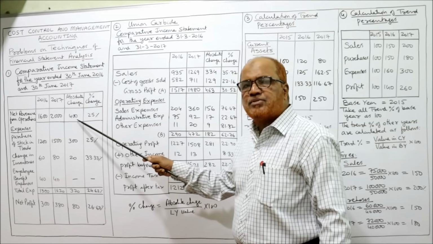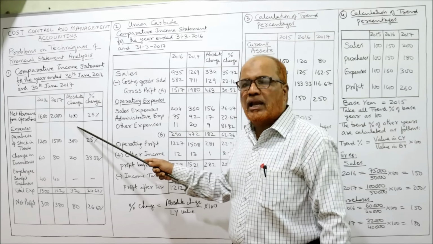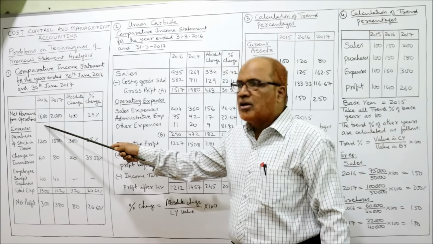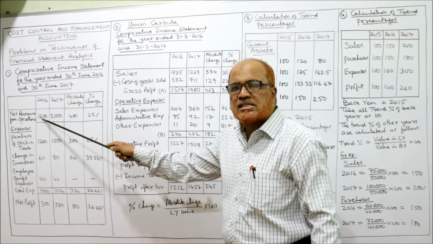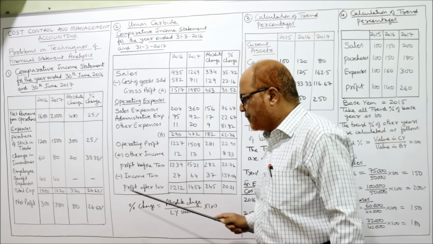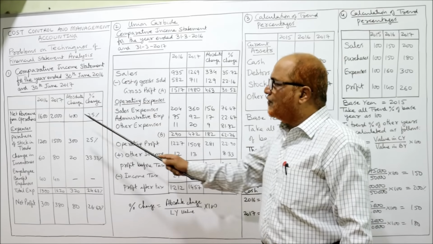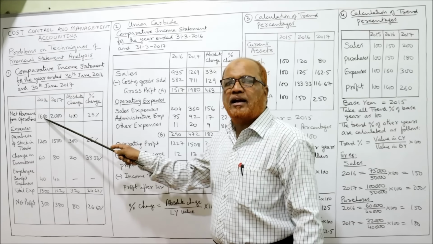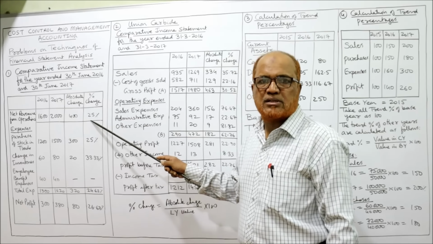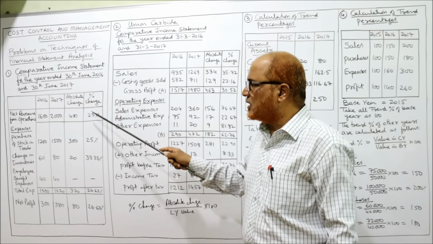Absolute change. What is absolute change? 400. What is the last year's value? 1600. So 400 divided by 1600 into 100. Absolute change divided by last year value into 100. You will get 25%. This is the percentage change.